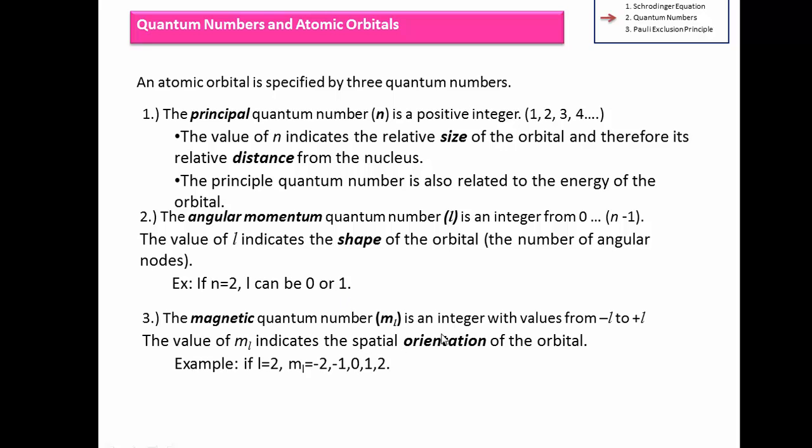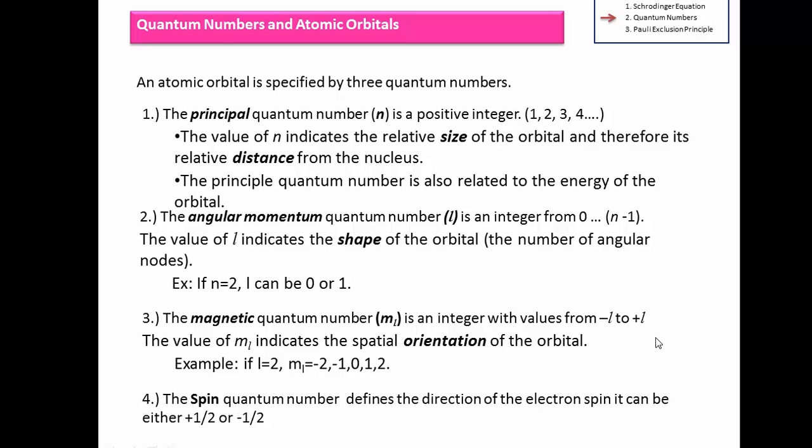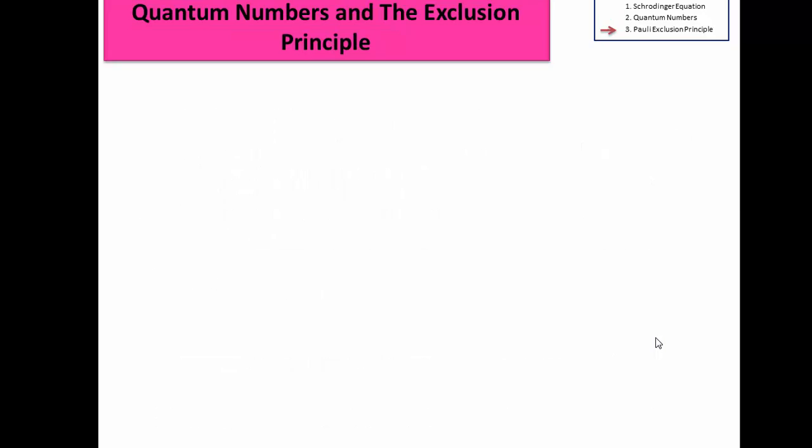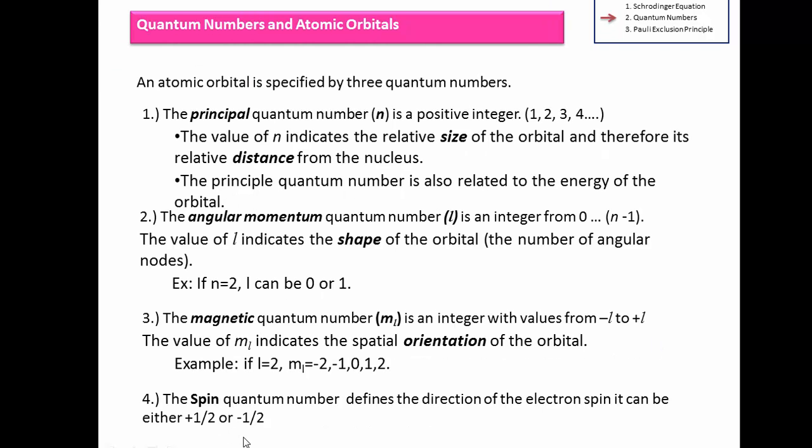Then we have the magnetic quantum number. It tells you the orientation, and it ranges from negative L to L. And finally, we have the spin quantum number, which defines the direction of the electron spin. It can either be spinning in a positive direction or negative direction. And it can be either plus 1/2 or minus 1/2.